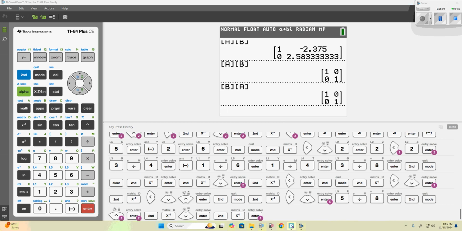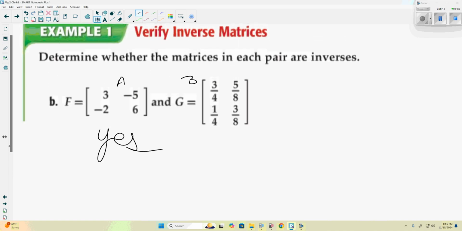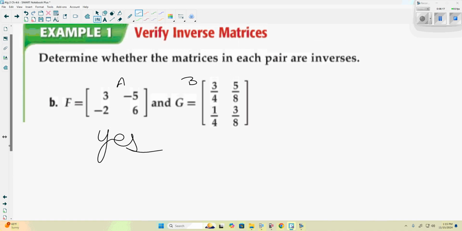So, are these two inverses? Yes. That's it. Questions on this here?